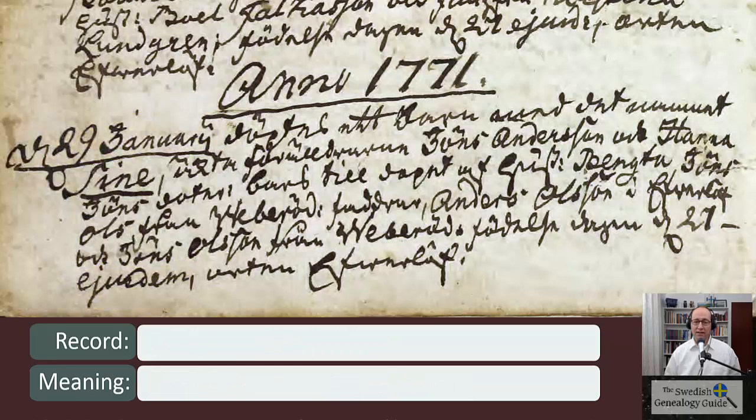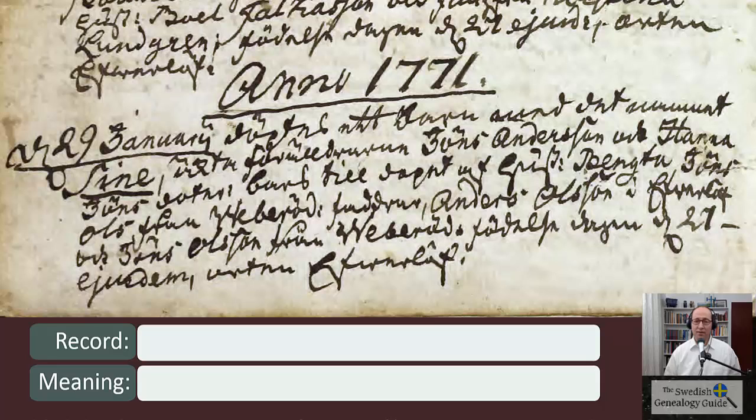And then the next word is orten, O-R-T-E-N, meaning the place where the child was born. And this child was born, the parents were living in Everlöv at the time of the birth.